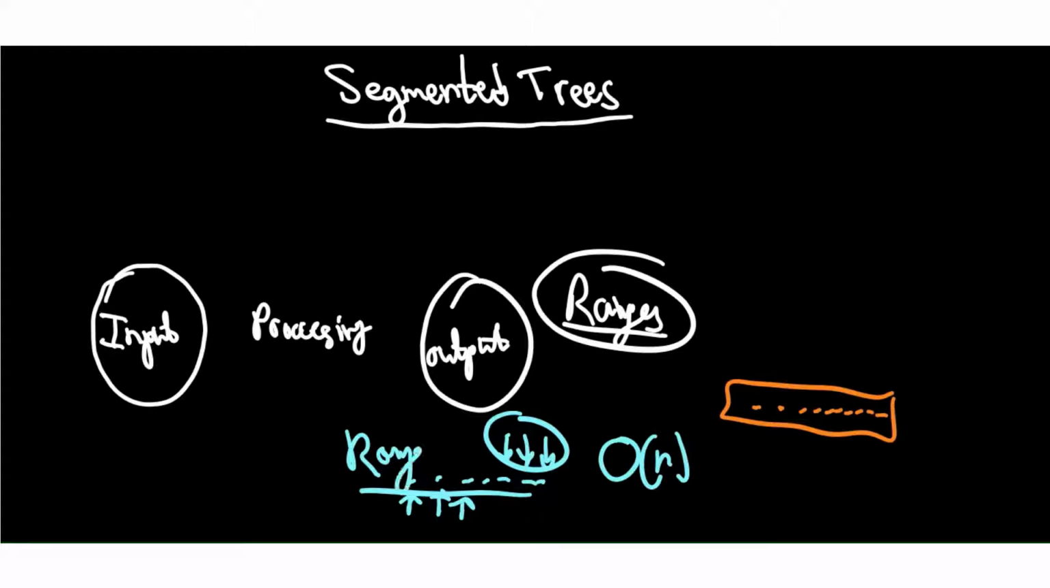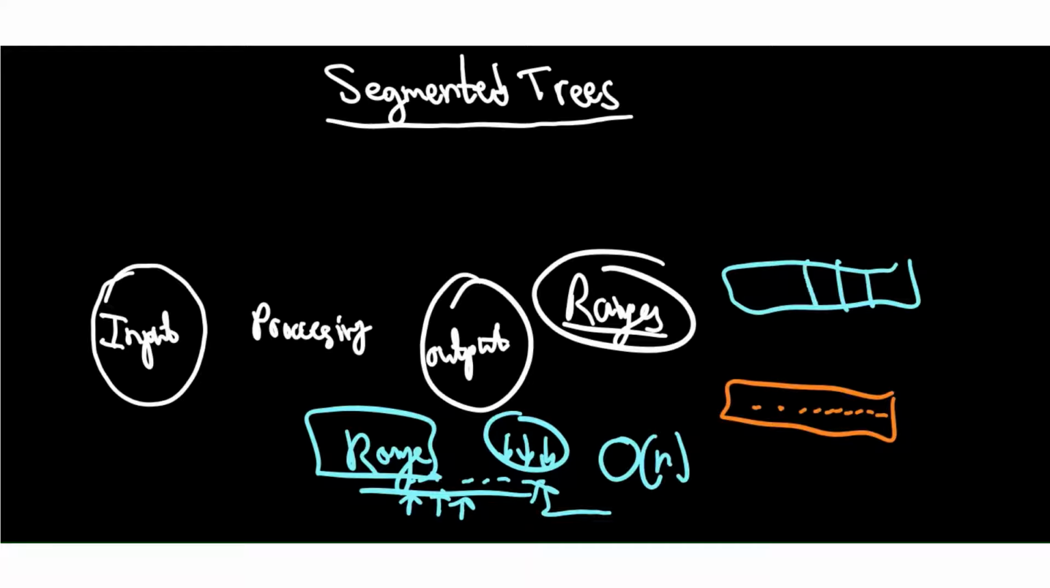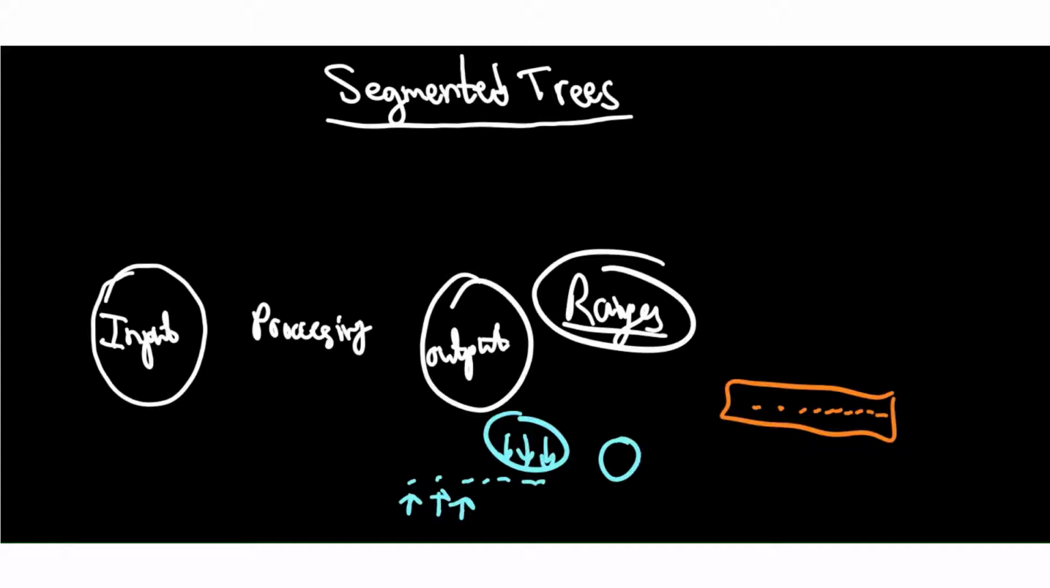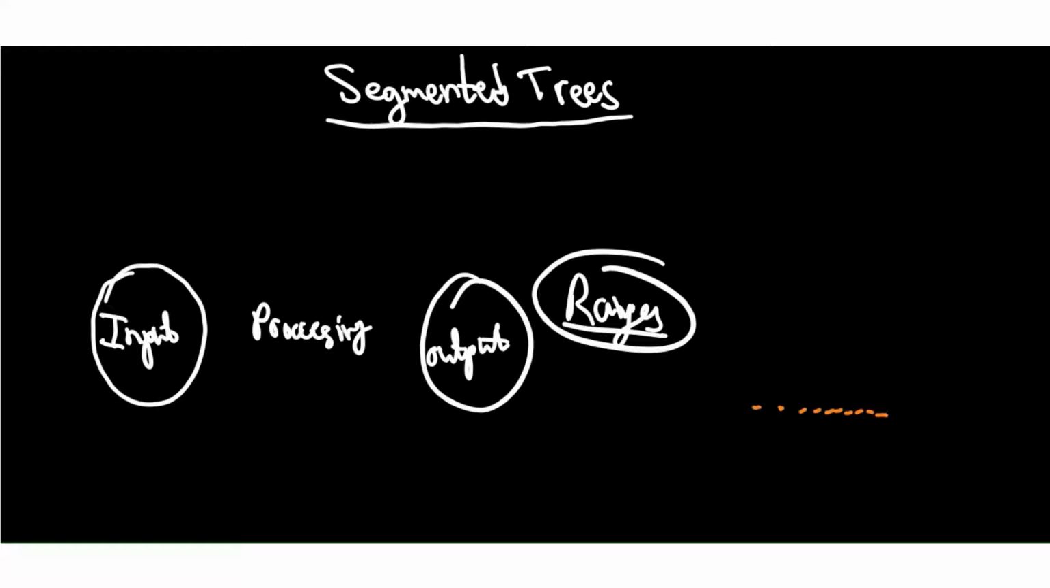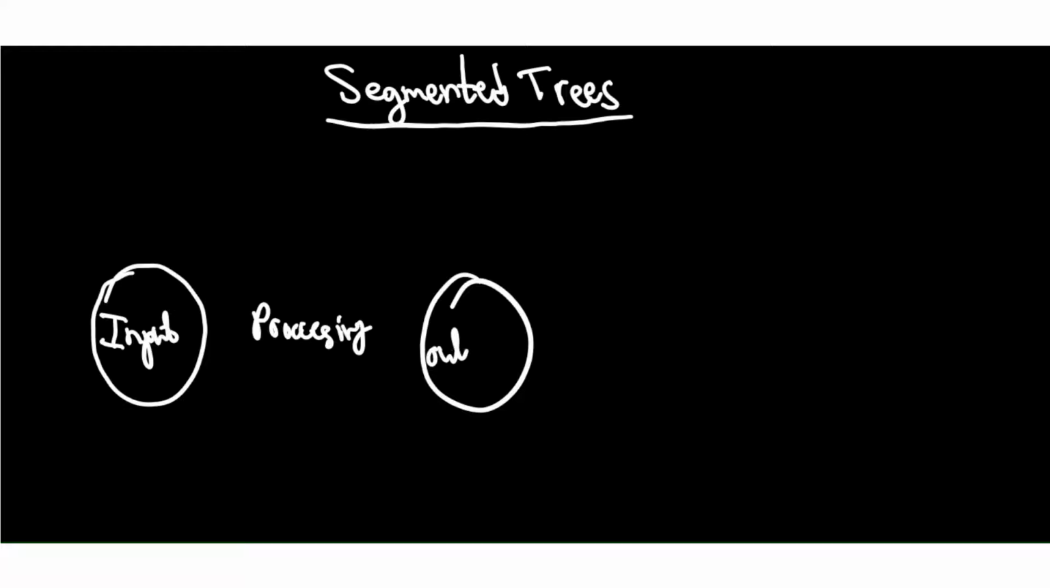So the specific case of ranges is not a question that we ask on a specific item on an array. It's on a range of items on an array. So when we have such queries that deal with ranges, then maybe we need some better data structure in order to handle this, and this is the segmented trees.